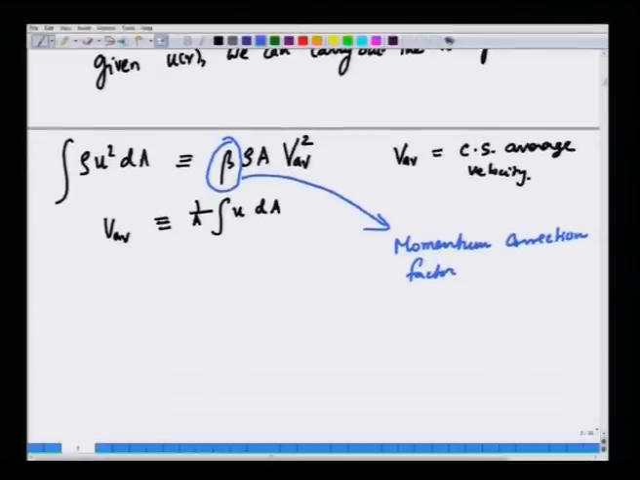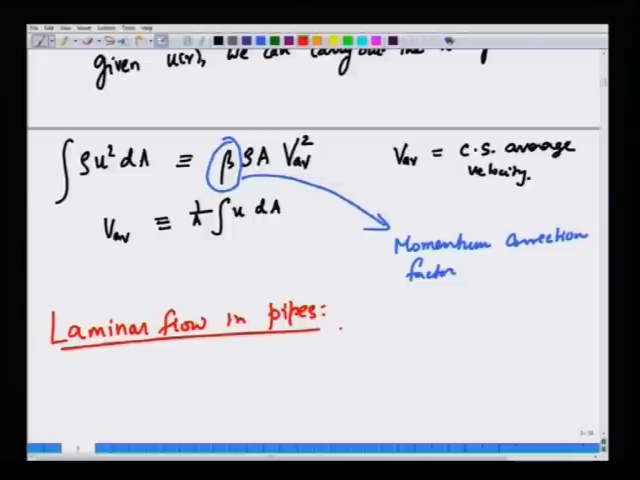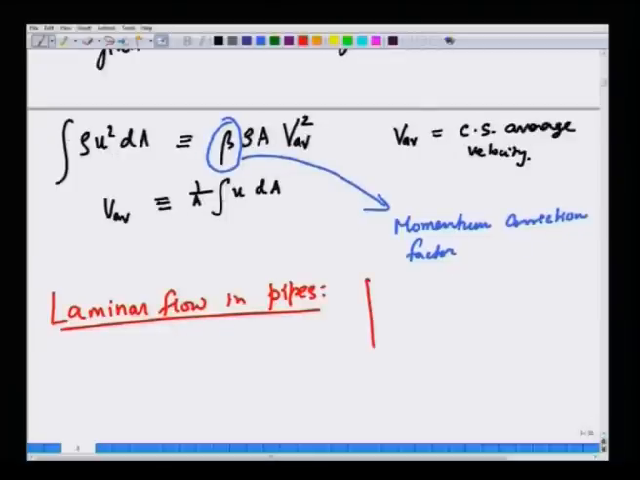So, in order to do this, we have to first calculate what beta is. Now, let me just do this for two cases. One is called laminar flow in tubes or pipes, and the other is for turbulent flow in pipes. Now, first of all, I have to tell you what are laminar and turbulent flows.